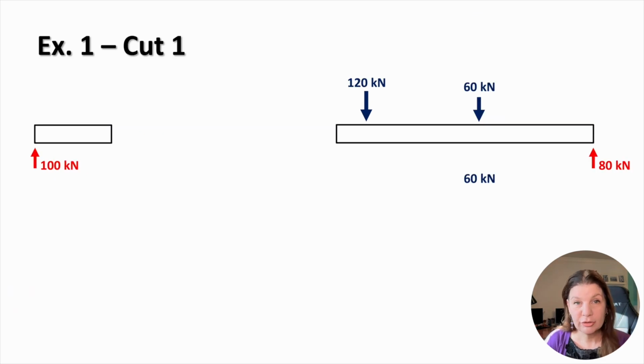We now consider the first region from A to B and introduce a cut at an arbitrary distance x1 from support A. This cut is a key step in the method. By cutting the beam, we expose the internal forces that were previously hidden within the structure. At the cut section, we must always introduce three internal actions: axial force, shear force, and bending moment. These must be drawn in their assumed positive directions, consistent with the sign convention we defined.